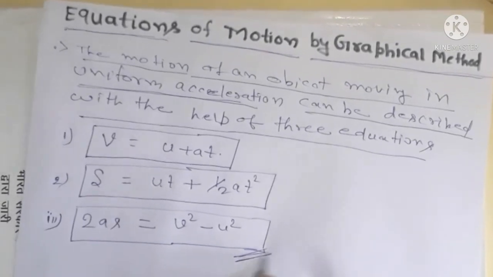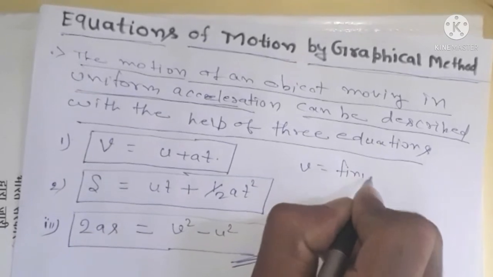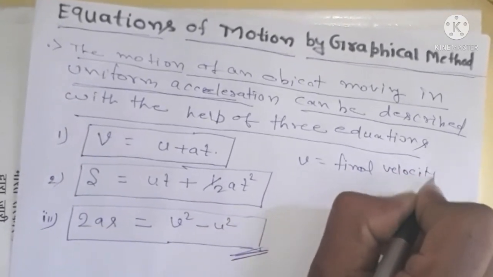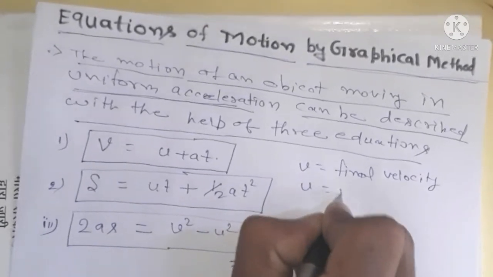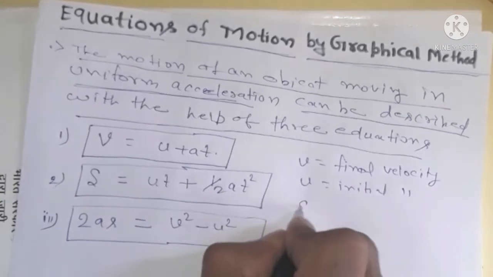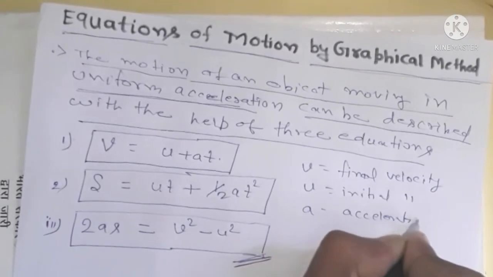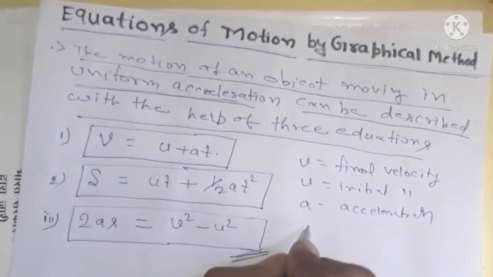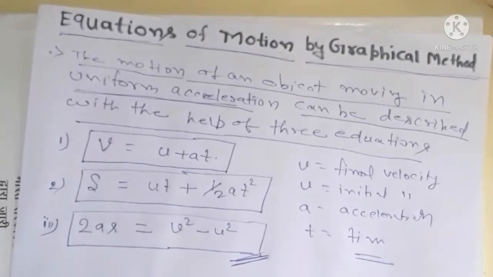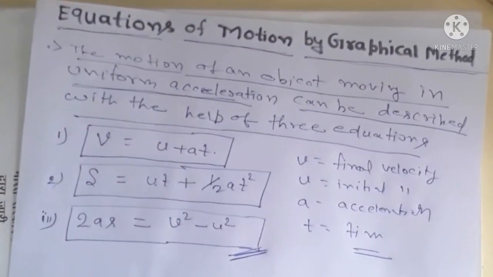In these equations v is our final velocity, u is our initial velocity, a is acceleration and t is time. In the next class we will derive the equations of motion.